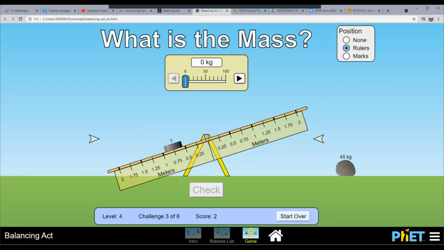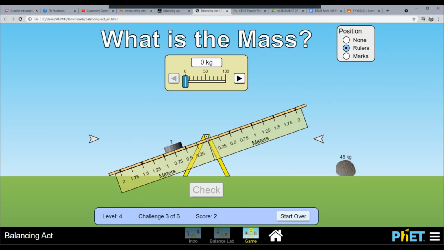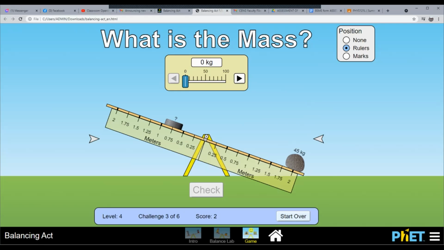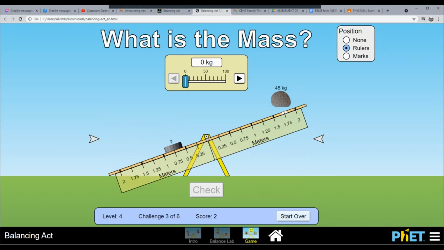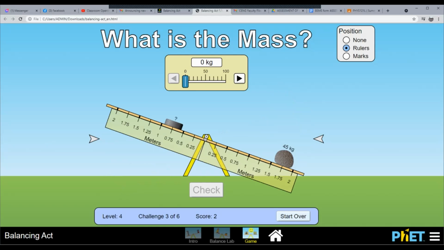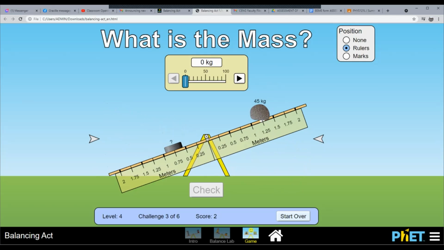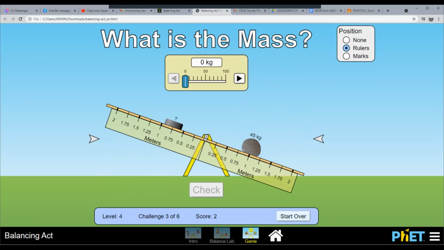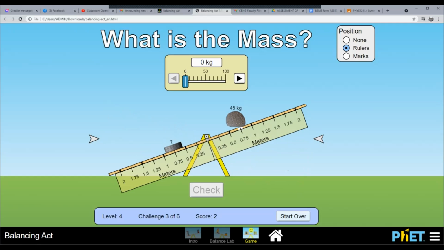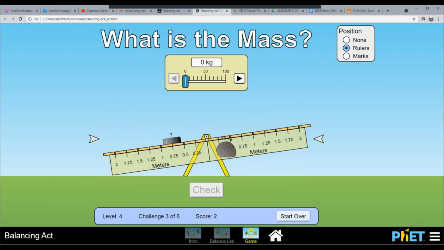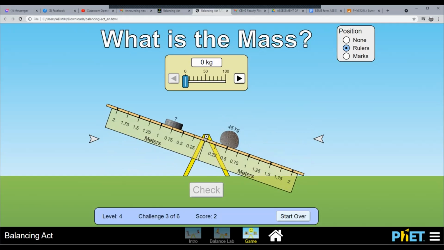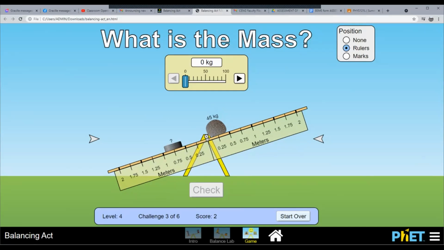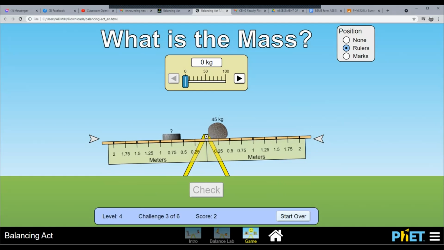Next, let's try if you can, where do we place? If we place the 40 kilogram here, this would happen. If we place the 1.75 here, this would happen. At 1.5, still unbalanced. At 1.25, still unbalanced. At 1, unbalanced. 0.75, still unbalanced. At 0.5, still unbalanced. And we have here 0.25.